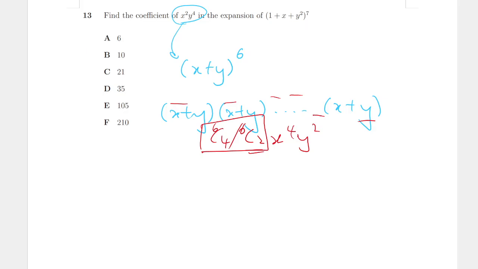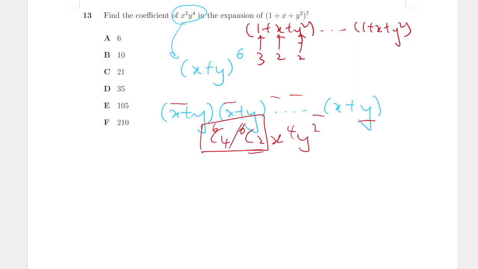So now let's apply this logic to what we have here. We have 7 brackets of (1 plus x plus y squared), and so on. If I need to make x squared y to the power 4, I need 2 of the x's, 2 of the y squareds, and then I have 7 brackets, so I need 3 ones. I need 3 ones, 2 x's, and 2 y squareds, and then when I multiply them together, I get x squared y to the power 4. Agreed? Okay.